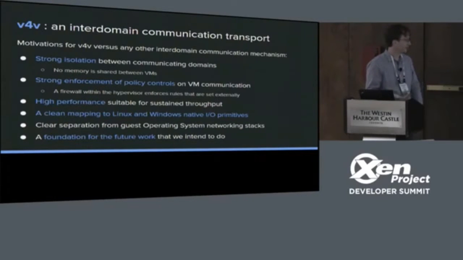V4V also provides its own interdomain communication transport. It is clearly separate from the guest operating system networking stacks, which is beneficial in support of security objectives where you don't necessarily want a networking stack involved in communication or potentially even in the guest at all. And finally, the V4V implementation is a foundation for some of the future work that we intend to do in OpenXT.